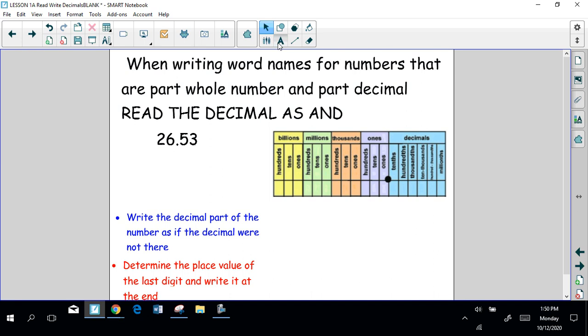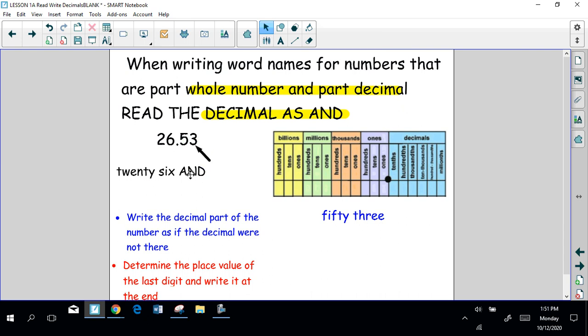Now we're going to try reading some numbers that have an "and" in them. They have a whole number part and a decimal part. So we're going to remember, read the decimal point as "and". We start by reading the whole number part. Let's look at 26.53. The whole number part is 26 point, and that's read as 26 and. The decimal part, 53, in words is 53.